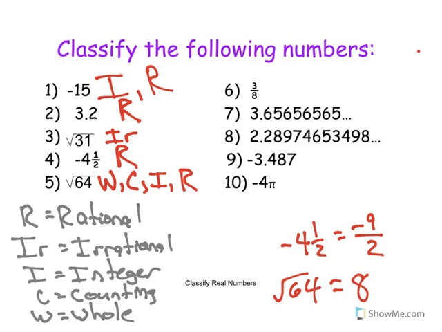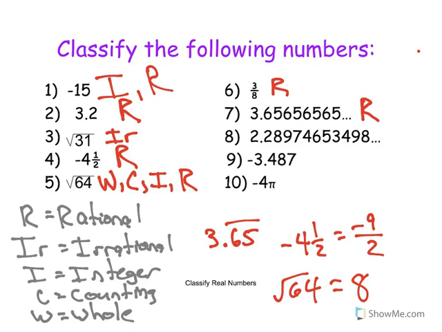Let's take a look at 6 3/8. That's not a whole number. It's not a counting number. It's not an integer. It's a fraction, so that should be easy for us to classify it as rational. The next one, it looks like 3.656565 repeats. So I can call that 3.65 repeating. Now we said any repeating decimal can actually be expressed as a fraction. That's a rational number.